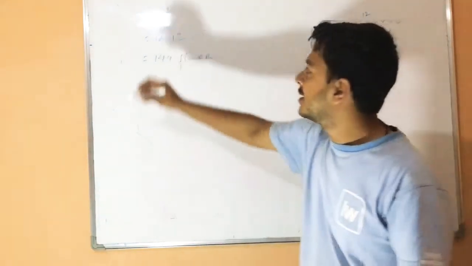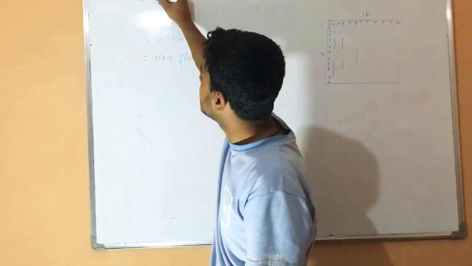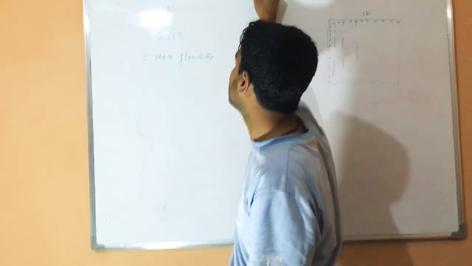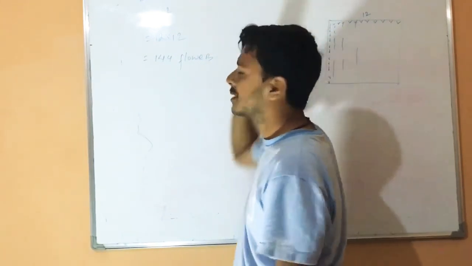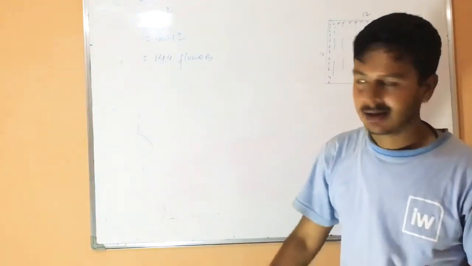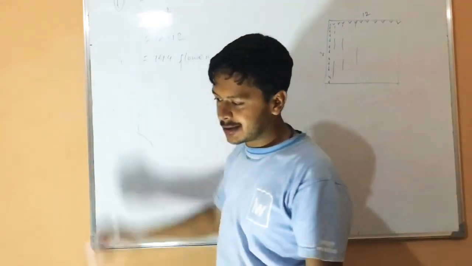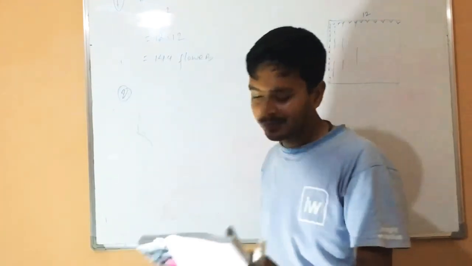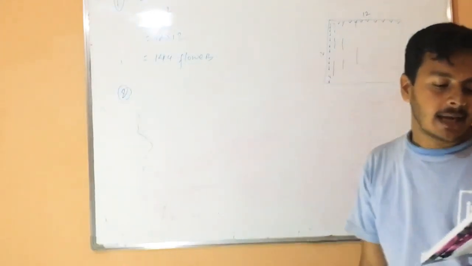Okay, sir. Since one row has 12 flowers, this is the first question. Now let us solve another question. I guess we are copying it down. 20 strings are kept in each row.